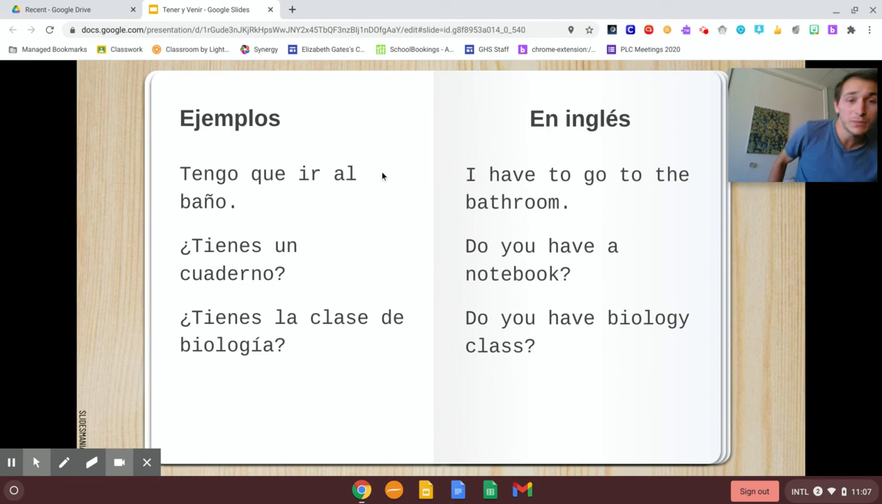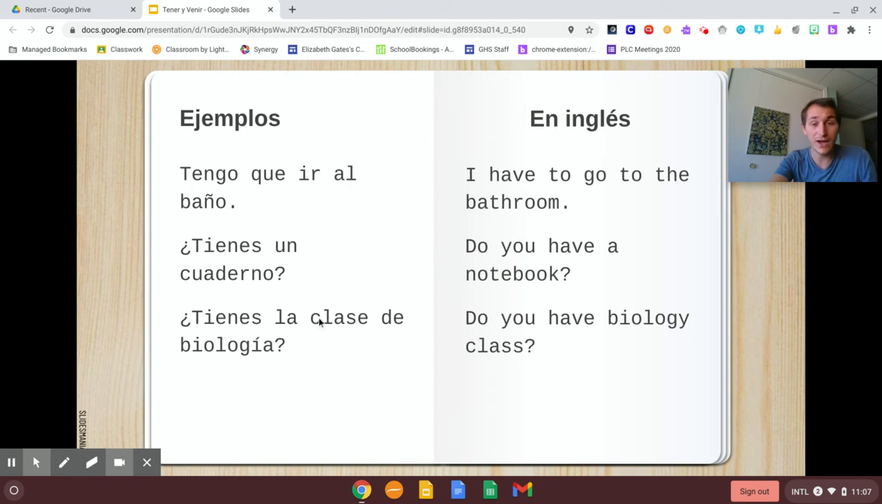So here are some ejemplos. On the izquierda, on the left, you have ejemplos en español. And on la derecha, you have the traducción a inglés. So, on the izquierda, tengo que ir al baño. I have to go to the bathroom. ¿Tienes un cuaderno? Do you have a notebook? ¿Tienes la clase de biología?